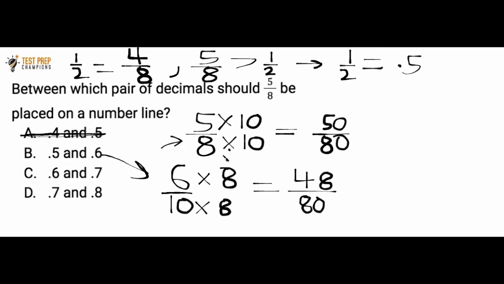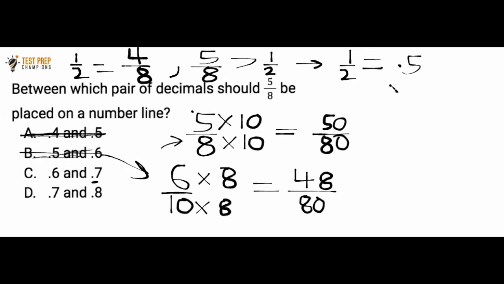So which fraction is bigger? Is it 5 over 8 or 6 over 10? Well, we know that once we got a common denominator, we saw that 50 over 80 was bigger than 48 over 80. So this tells us that 5 over 8 is greater than 6 over 10. So let's rule B out here, because when we compare 5 over 8 to 6 over 10, 5 over 8 ends up being the bigger number, so we know that 5/8 cannot be between 0.5 and 0.6. So now let's look at 0.7.